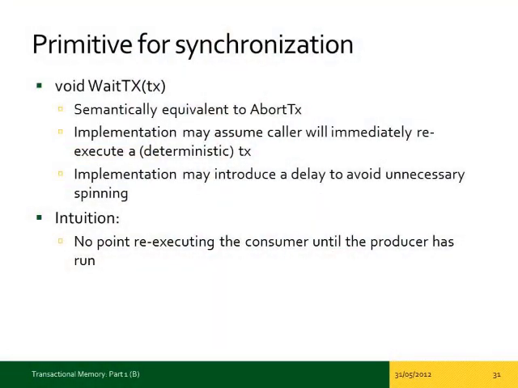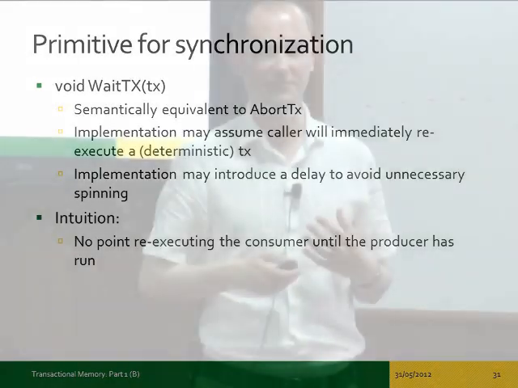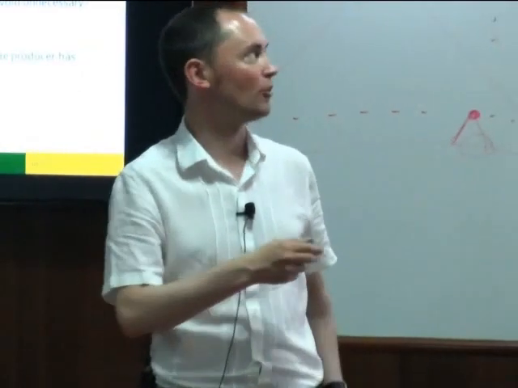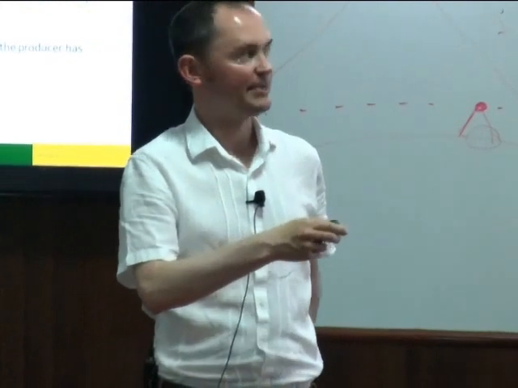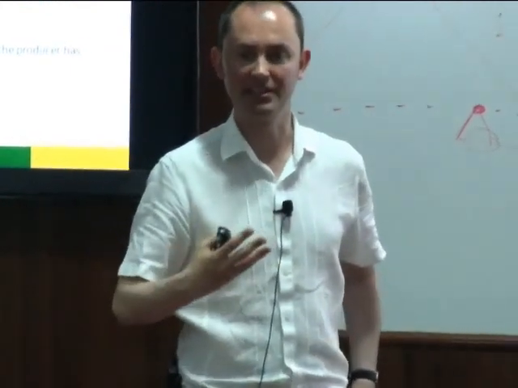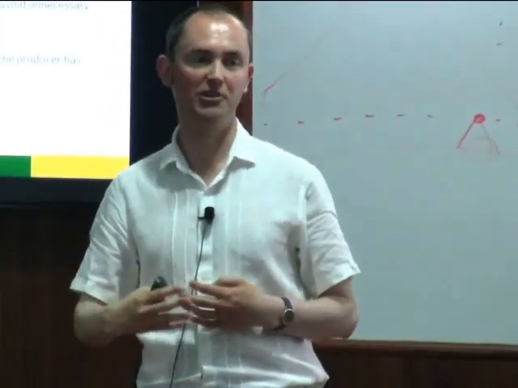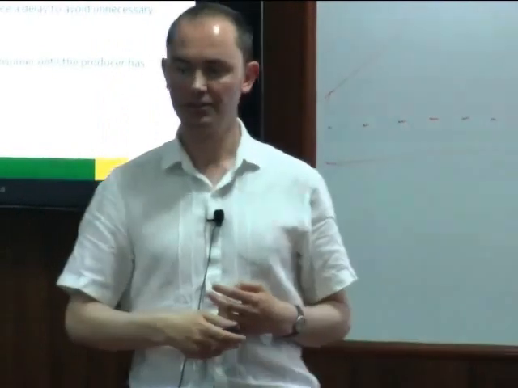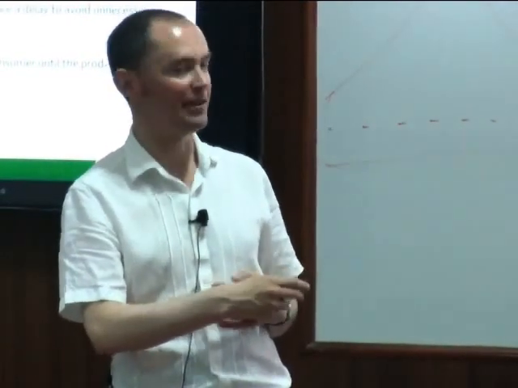The way we support this is by adding a new primitive to the STM runtime system called wait transaction. Semantically, this is the same as aborting, but it's allowed to block the thread for a little time until another thread has committed an update to one of the objects that we've read from. So this is going to help us make the retry operation efficient by letting it block until someone commits an update to something it's read from. So no point in executing the consuming thread here until the producer has executed.